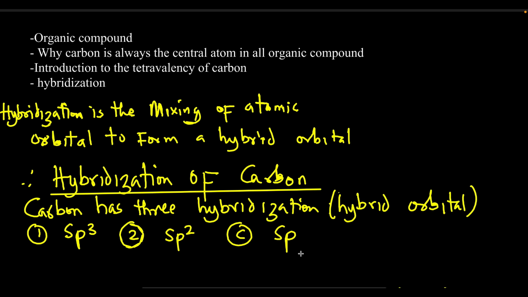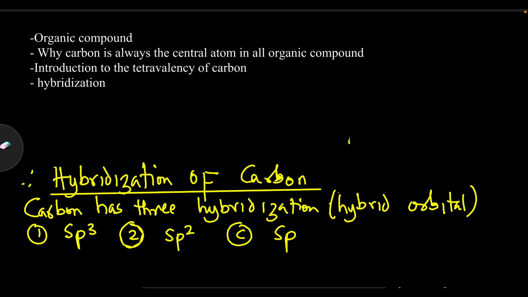Now, the big question you need to understand is which type of carbon has sp3, which type of carbon has sp2, and which other type of carbon has sp. It's actually very simple. Let's look at the sp3 hybrid orbital first. So we'll say sp3 hybridization. How is this formed?